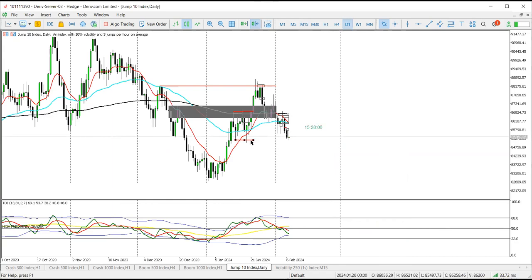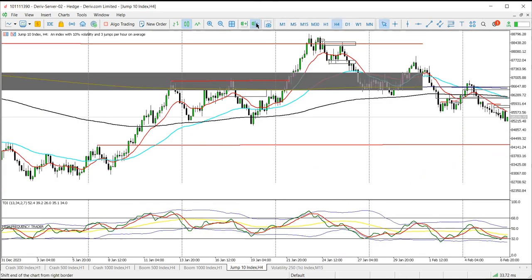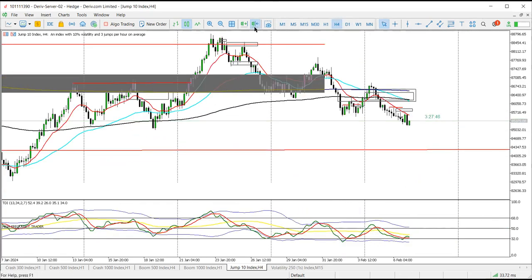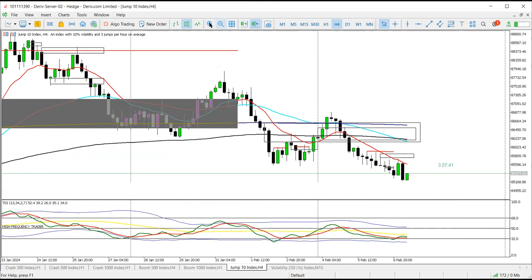Still bearish, I would say. I want to see this price coming all the way down here. So from a higher time frame perspective, I feel like we're still bearish. 4 hour, I'm not happy with this price action here. This particular price action here.